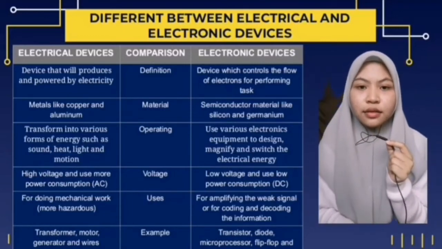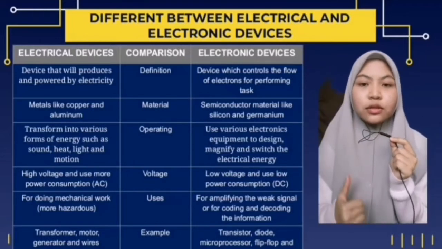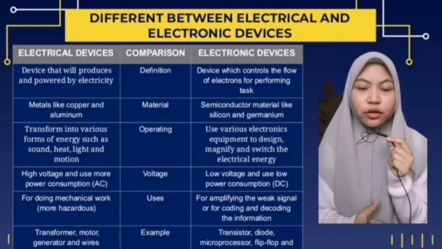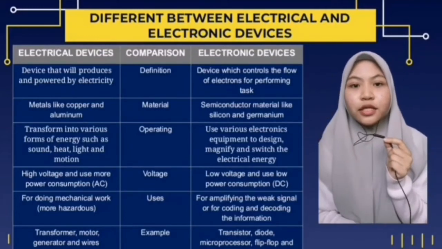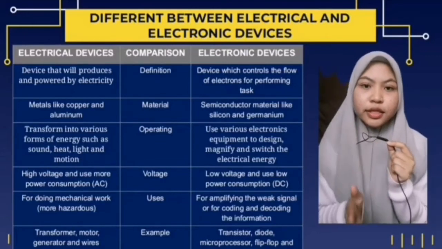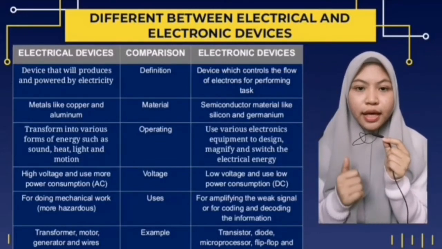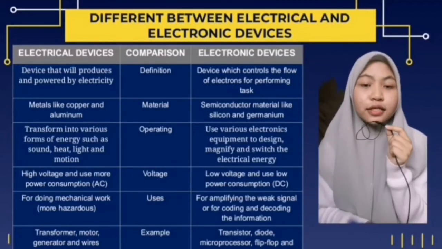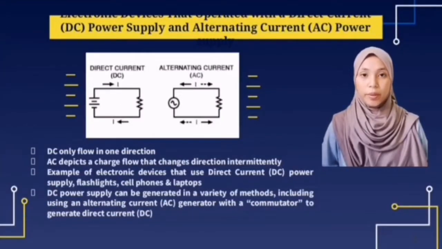Next, examples of electrical devices are transformer, motor, generator and wires, and for electronic devices are transistor, diode, microprocessor, flip-flop and amplifier. From this we can see that both electrical and electronic devices require a flow of electrons to operate, and both devices use a transformer to transmit the voltage. That's all from me. Moving on to the next presenter. Thank you. Assalamualaikum warahmatullahi wabarakatuh.